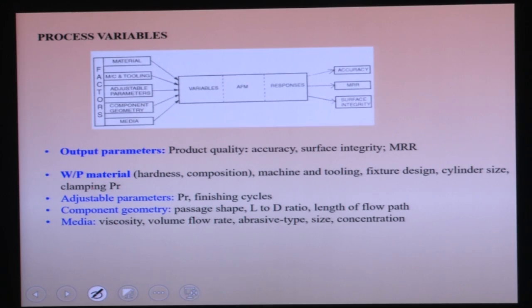And media, what are the different parameters of the media? Media viscosity. You can use low viscous media, medium viscous media, or high viscous media. Based on your requirement, you can use different kinds of media. Volume flow rate of the media is another parameter. Then abrasive type is another parameter, and abrasive concentration is also a parameter. Generally 60 to 66% concentration of abrasive particles is used in the abrasive flow machining process.